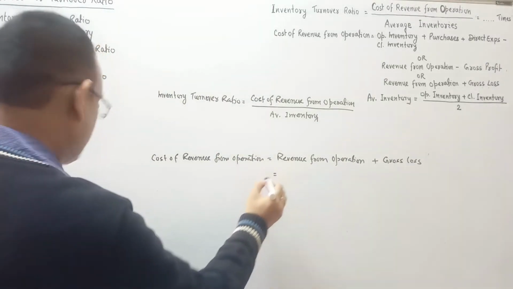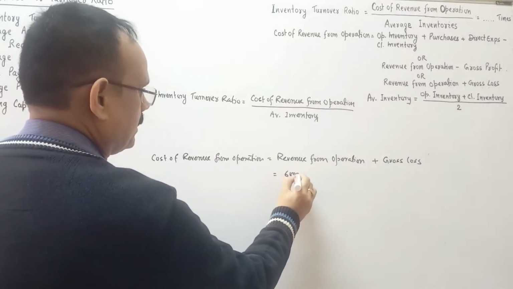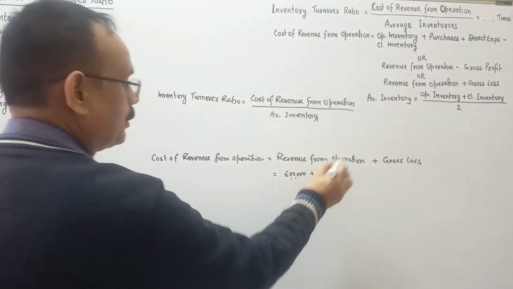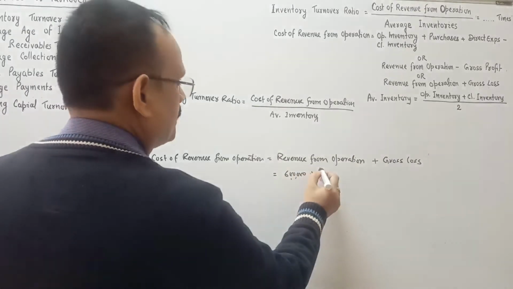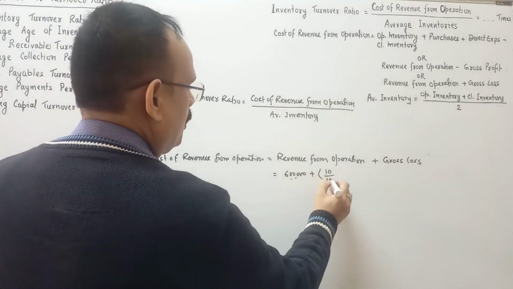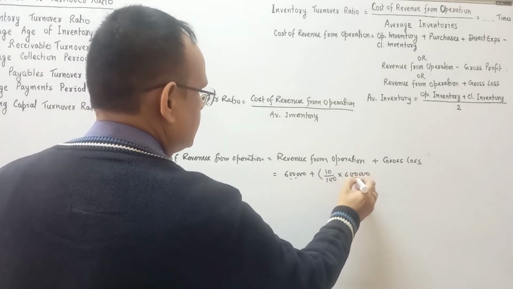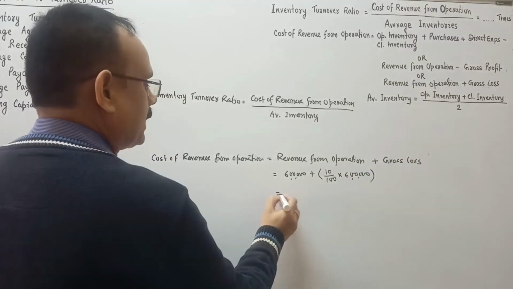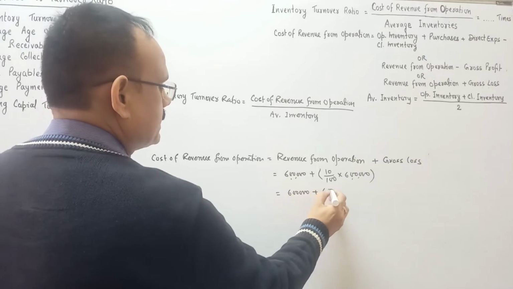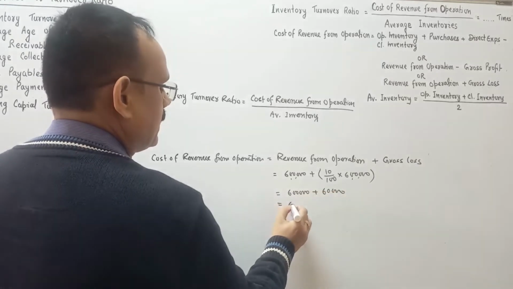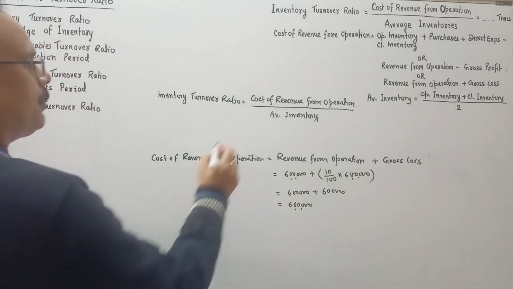So revenue from operation in this question is 6 lakhs and gross loss is mentioned over here, 10% of revenue from operation. Revenue from operation is 6 lakhs. So 10% of that is your gross loss. So it is 60,000. So 6,60,000 is the cost of revenue from operation.